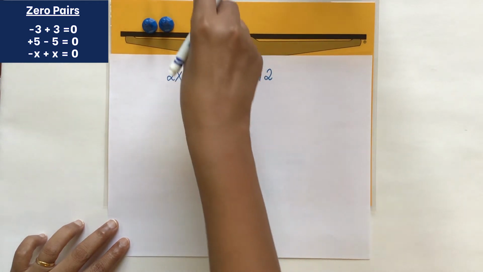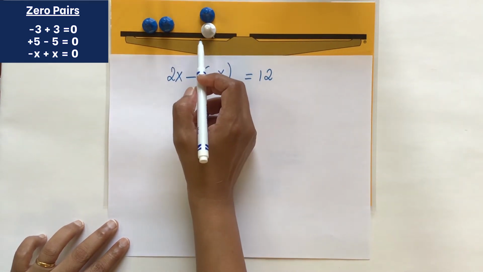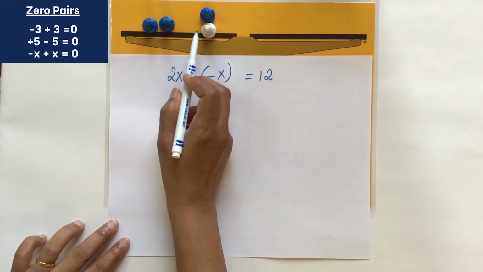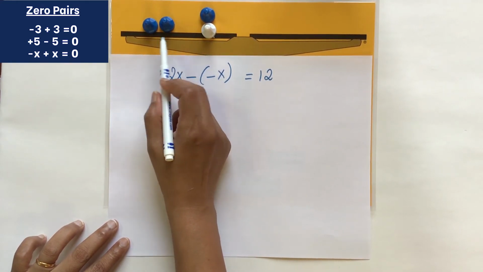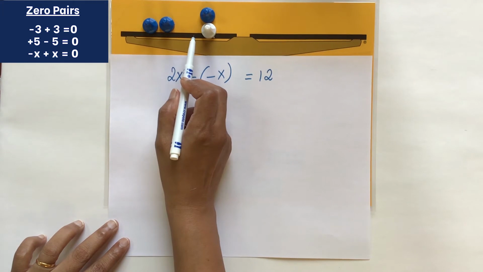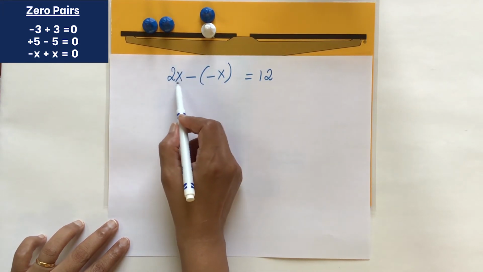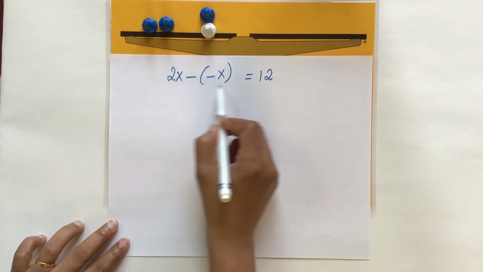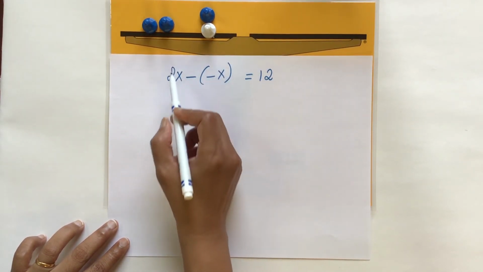So let me bring in a zero pair. A zero pair does not change the value of the 2x because this is 2x plus 0. So I have not changed the value on the left side. Now this is 2x and I brought in a zero pair. Now I am going back into the full set of the left side.